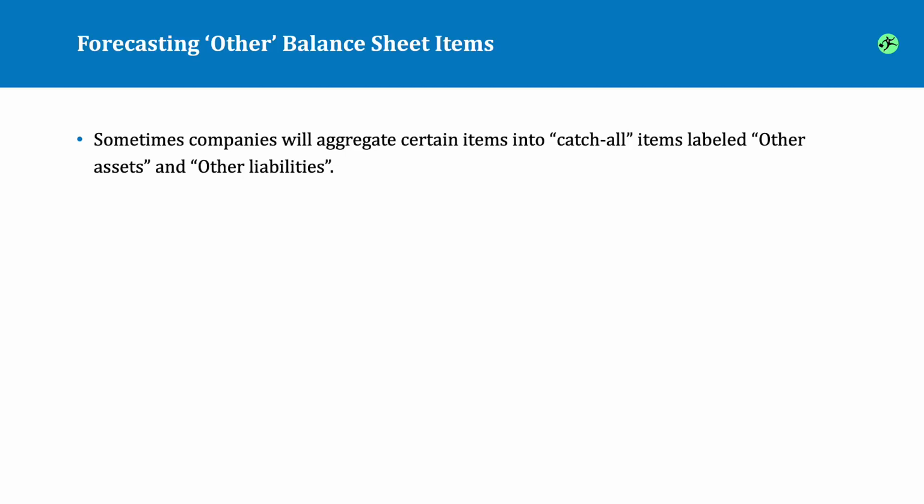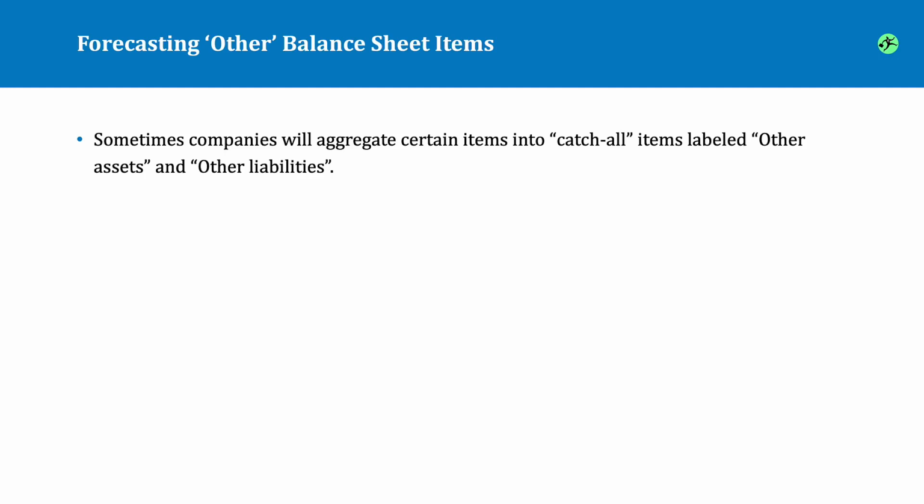We now get to what happens when you get to line items that are called other current liabilities or other non-current assets. Sometimes companies will aggregate certain items into catch-all buckets on the balance sheet, maybe because they're not material enough, or because they want to aggregate a whole bunch of things together because they're not really core to the operating activities or really that useful. A lot of this is about materiality.